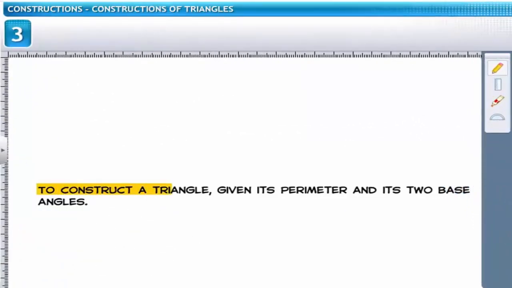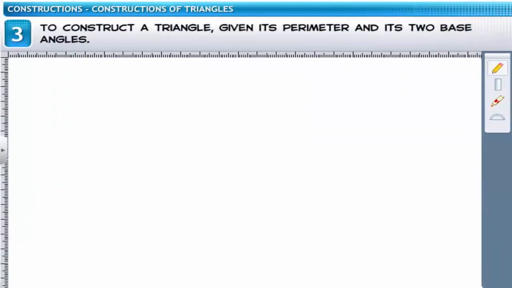Lastly, we are going to construct a triangle where its perimeter and two base angles are given. Let ABC be the given triangle in which the sum of its three sides is equal to 15 centimeters, and the measure of its two base angles, B and C, are 70 degrees and 40 degrees respectively. Let's start with the construction.